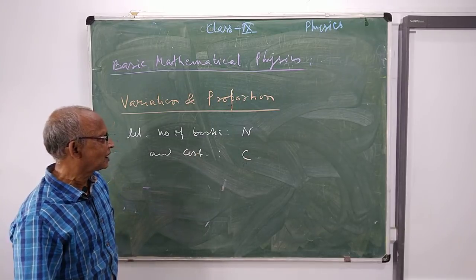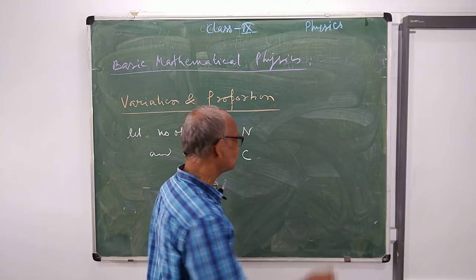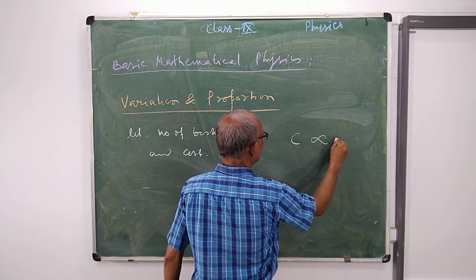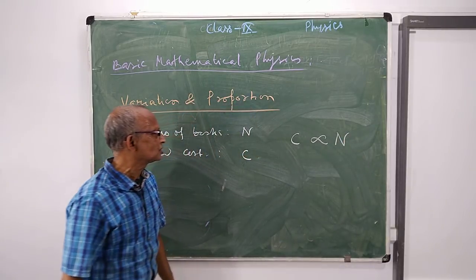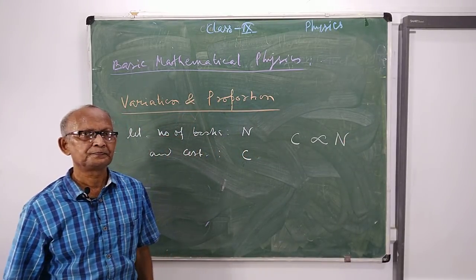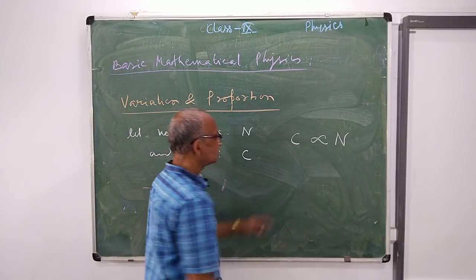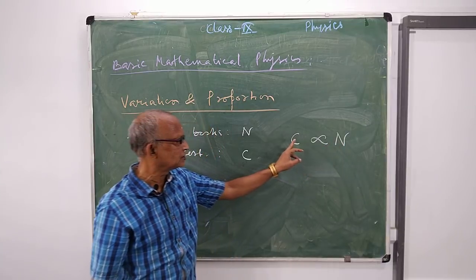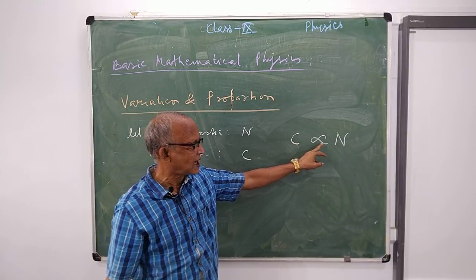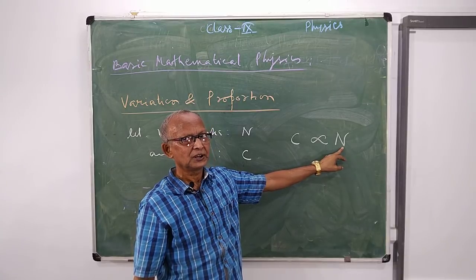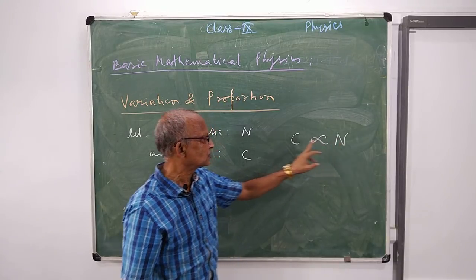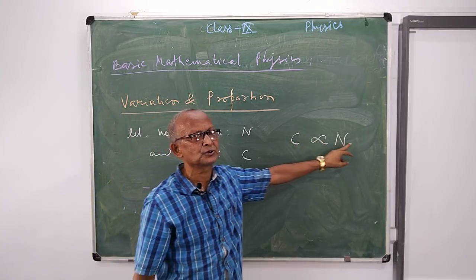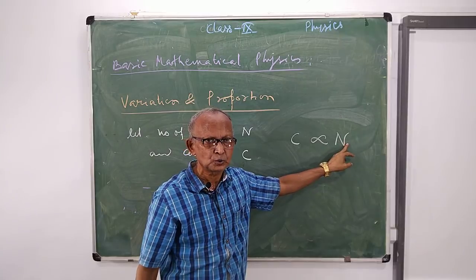Now here, how do we write this in the language of mathematics? Here, C is proportional to N. Or, how do we speak? C varies as N. C varies as N means if N increases, the cost also increases. We also say C is proportional to N.